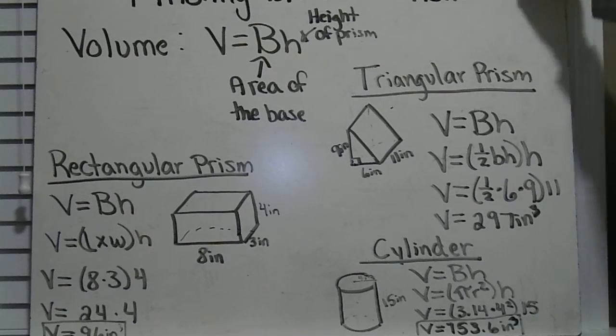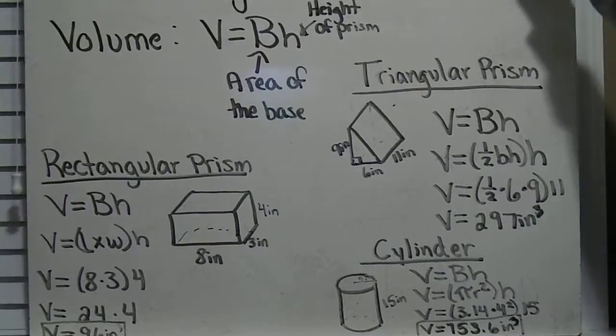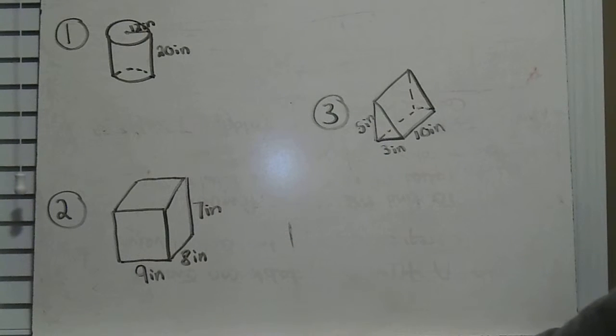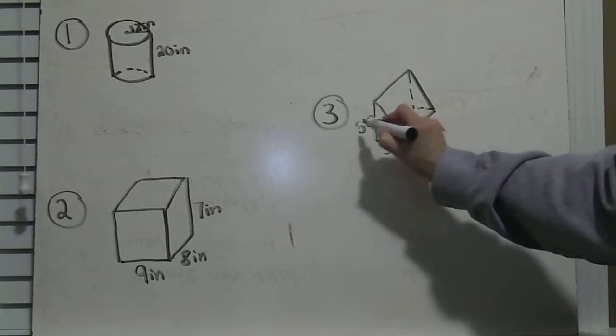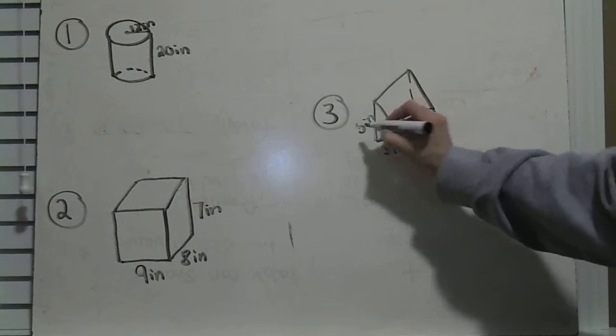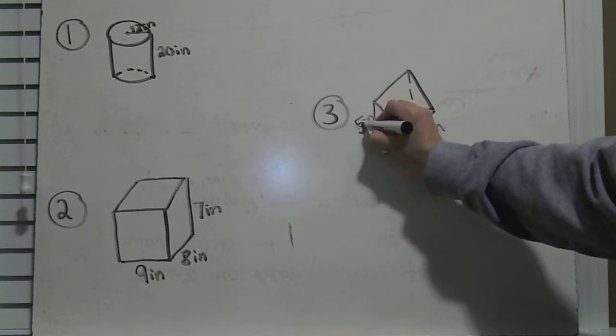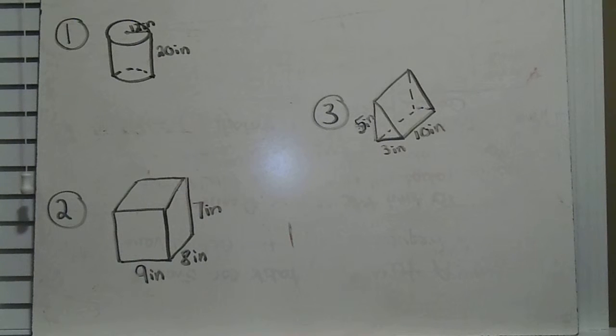Okay. Now it's your turn. What I want you to do is take these 3 examples. I have drawn a cylinder, I have drawn a rectangular prism, and I have drawn a triangular prism. I want you to go ahead and solve these problems on your own and turn them into the teacher you are with, so that we can see how we're doing. If you're looking at number 1, the radius is 12 inches.